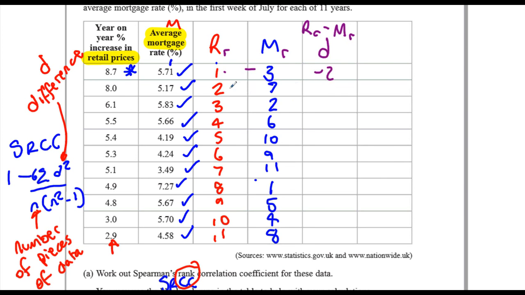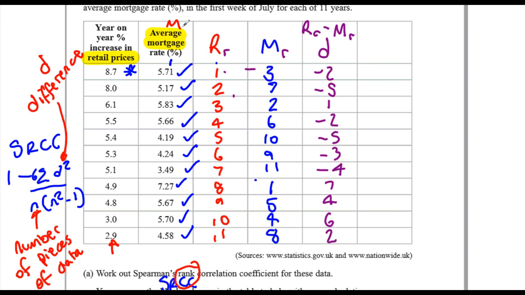You'll see the minuses don't actually matter in a minute. 2 minus 7 is minus 5. 3 minus 2 is 1. 4 minus 6 is minus 2. 5 minus 10 is minus 5. 6 minus 9 is minus 3. 7 minus 11 is minus 4. 8 minus 1 is 7. 9 minus 5 is 4. 10 minus 4 is 6. 11 minus 8 is 2.